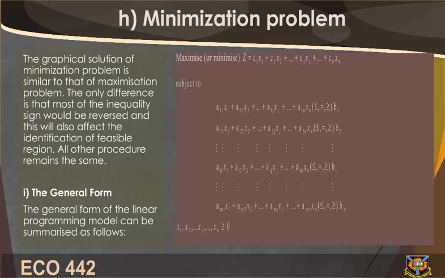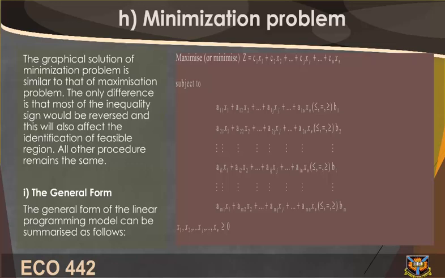Minimization problem. The graphical solution of a minimization problem is similar to that of a maximization problem. The only difference is that most of the inequality signs would be reversed, and this will also affect the identification of the feasible region. All other procedures remain the same.